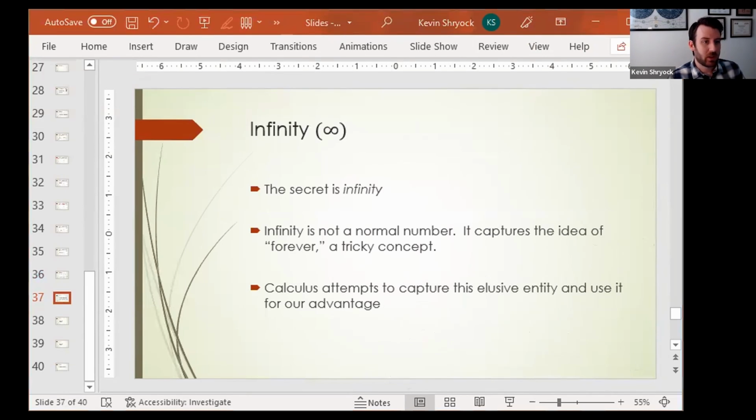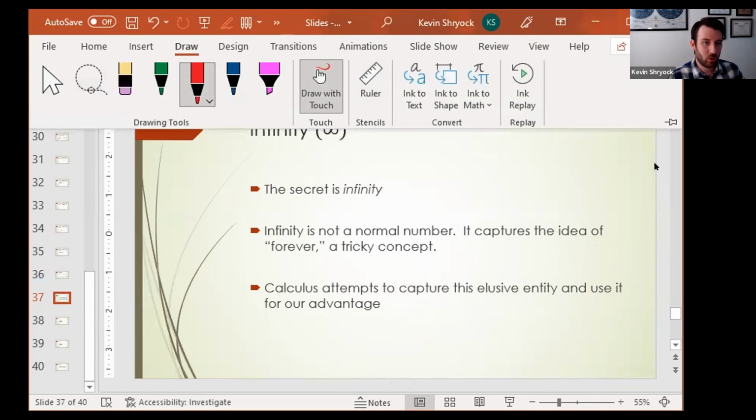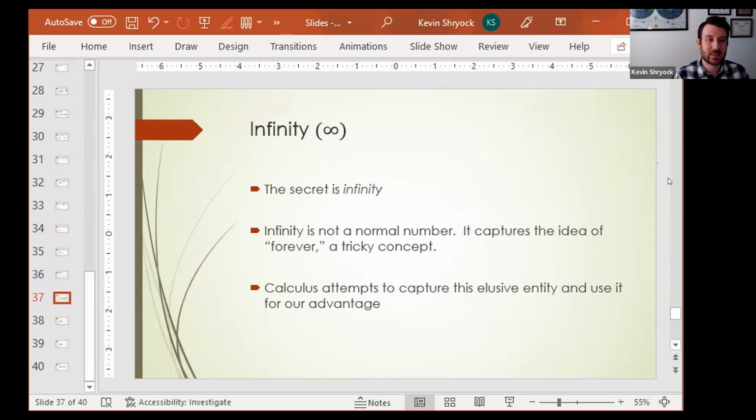So let's talk about infinity a little bit. Infinity is a number. You are welcome to say it is a number. The reason why it's not often told to people that it's a number is because it's not a real number. And that's not to mean it's not realistic. It's to mean it doesn't belong on the real number line.